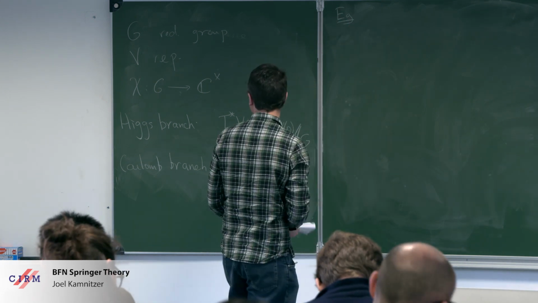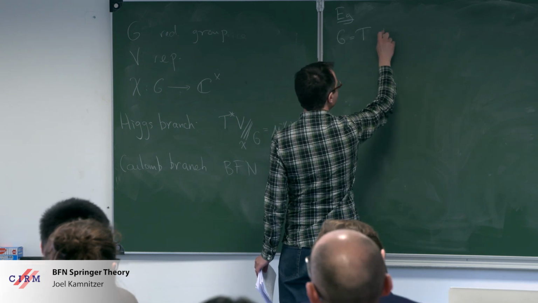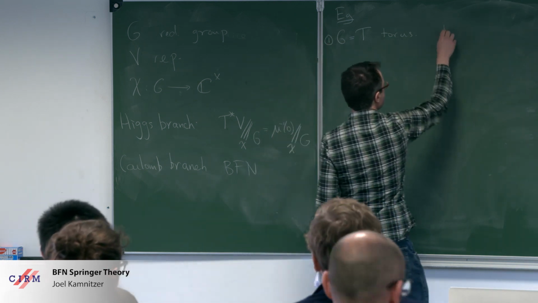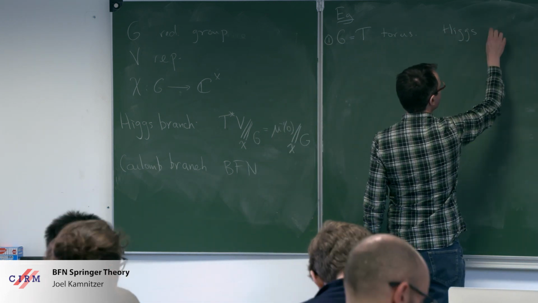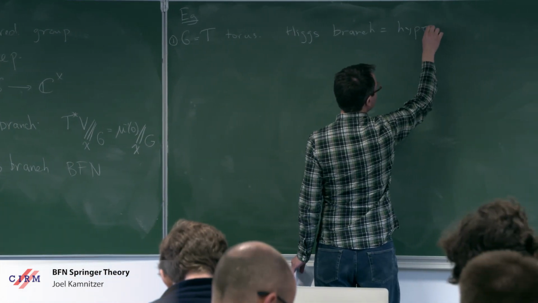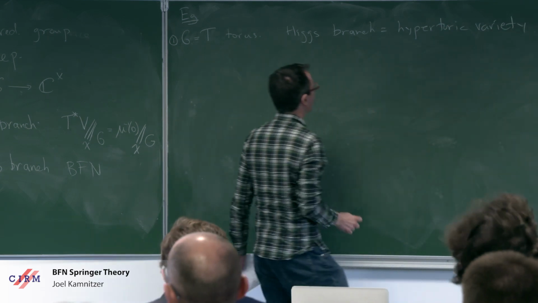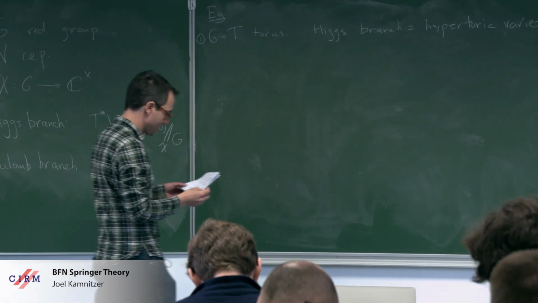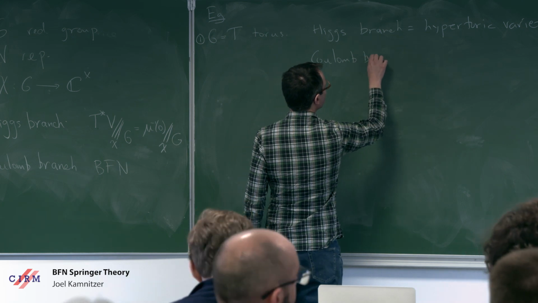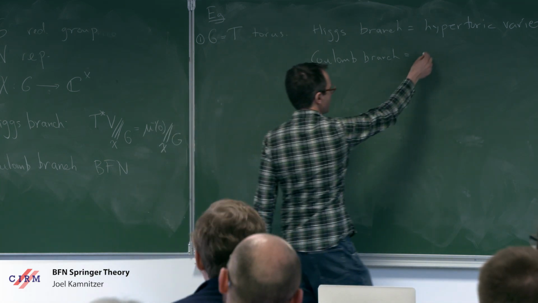There are two classes of examples which will be most important for me. The first example is when G is a torus. In this case, the Higgs branch is called a hypertoric variety. It has lots of beautiful combinatorial structure. And the Coulomb branch is also a hypertoric variety, and it's in fact what's called the Gale dual hypertoric variety.